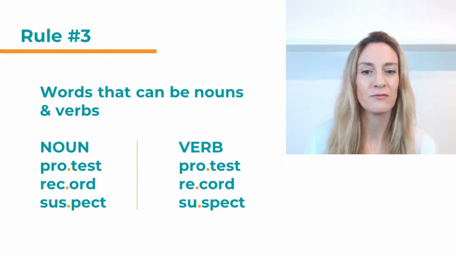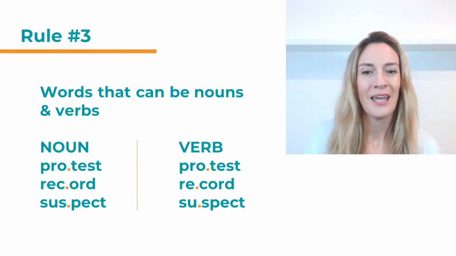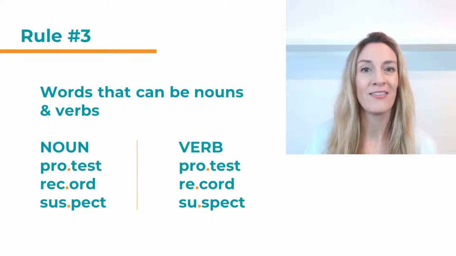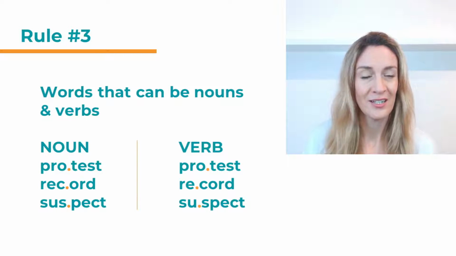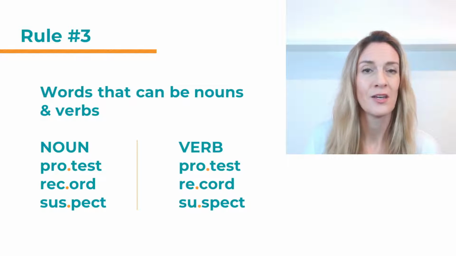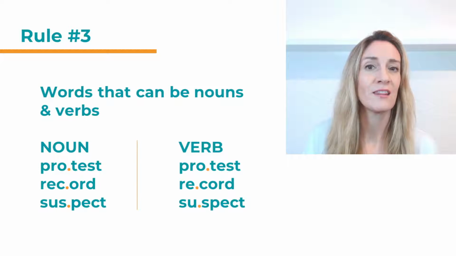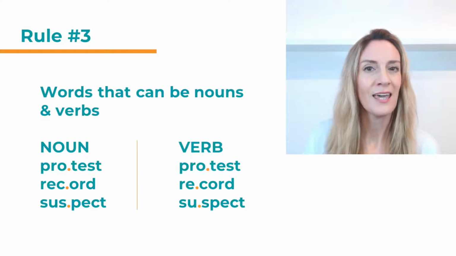And again, first of all, let me show you where the syllable boundary is here. And I'm going to say the nouns first. And I want you to listen again carefully. Can you hear where the stress is? Protest, record, suspect. And now I'm going to read the verbs and listen carefully and see if the stress has changed.